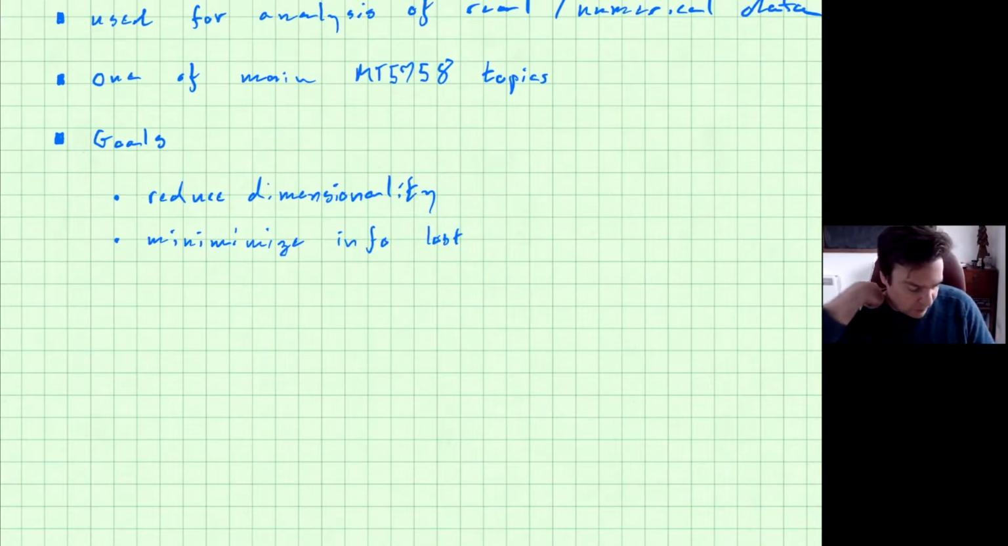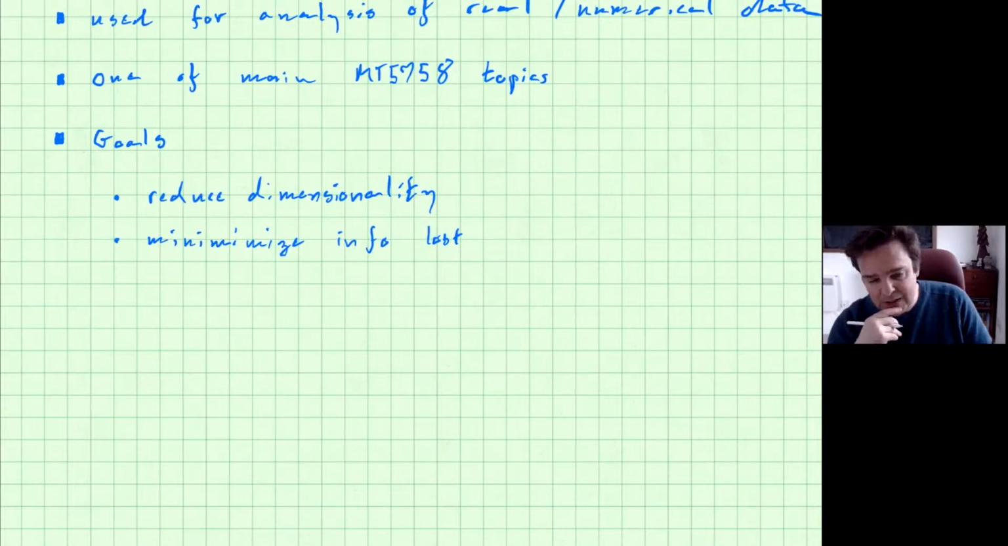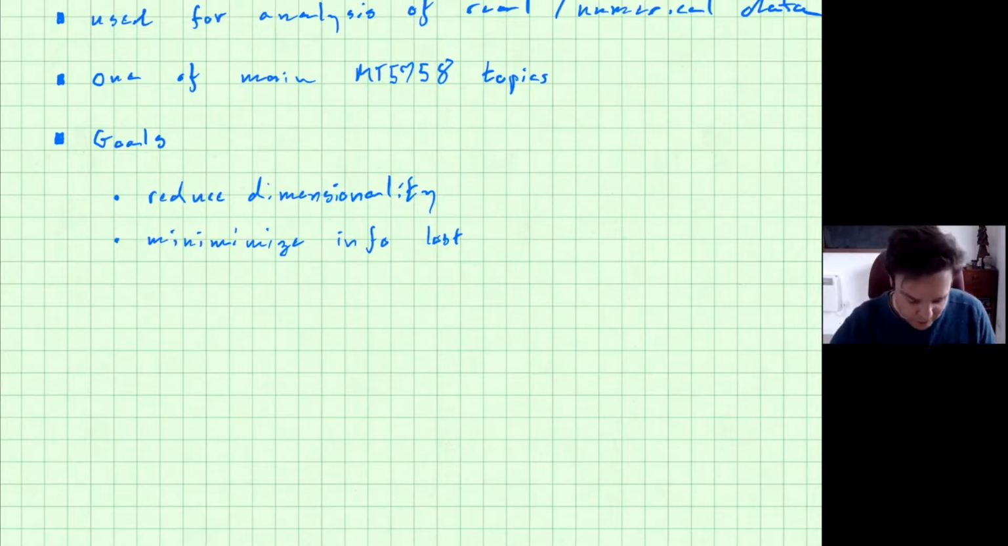All right, so that's one of the goals. You want to reduce the number of dimensions, or at least you want to have a way to do it. And you want to be able to do it in such a way that the amount of information lost is as small as possible.